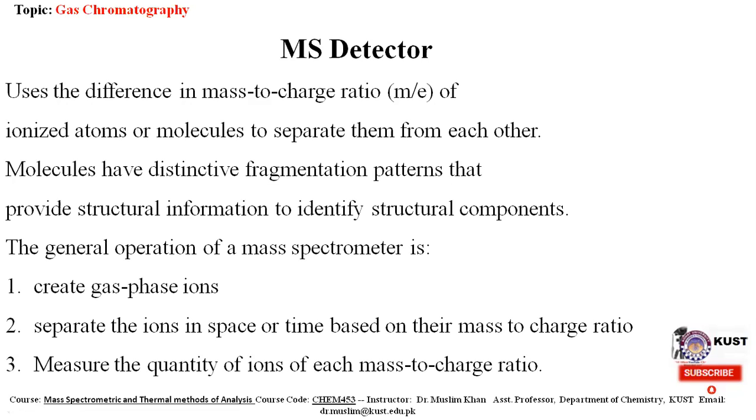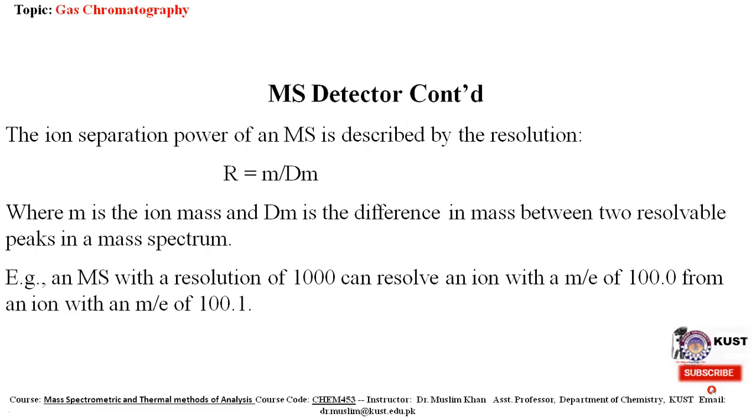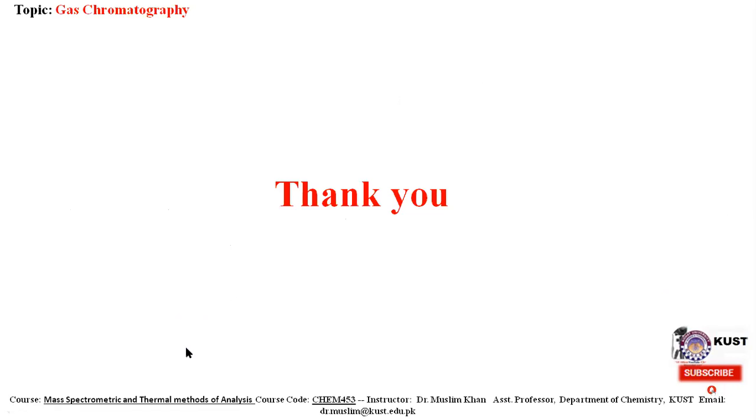The general operation of a mass spectrometer is to create gas phase ions, separate the ions in space or time according to their mass to charge ratio, and measure the quantity of each ion at each mass to charge ratio. The separation power of a mass spectrometer is described by its resolution. R is equal to M divided by delta M, where M is the mass and delta M is the difference in mass between two resolvable peaks. For example, an MS with a resolution of 1000 can resolve an ion with a mass to charge ratio of 100 from an ion with a mass to charge ratio of 100.1.